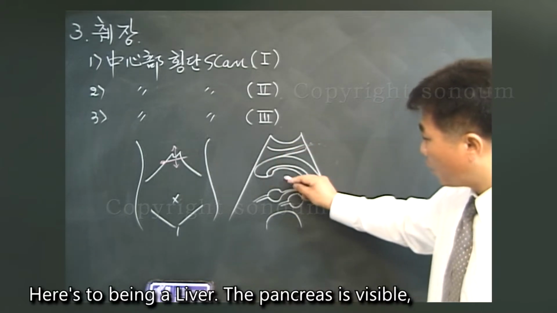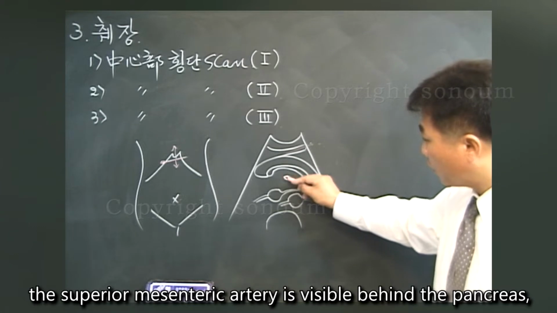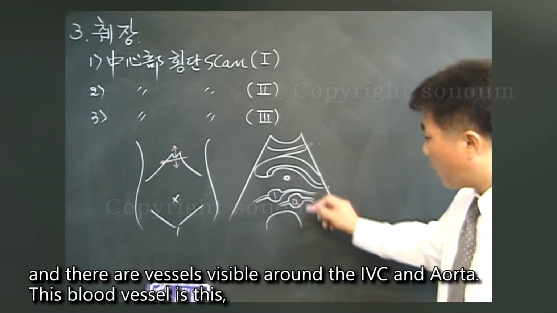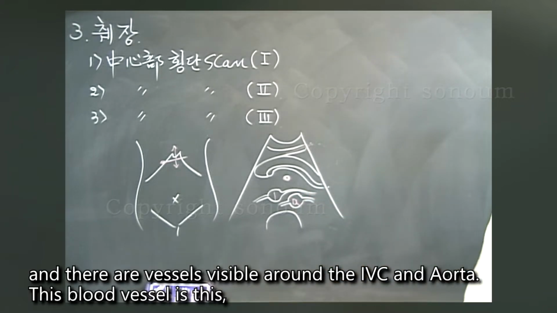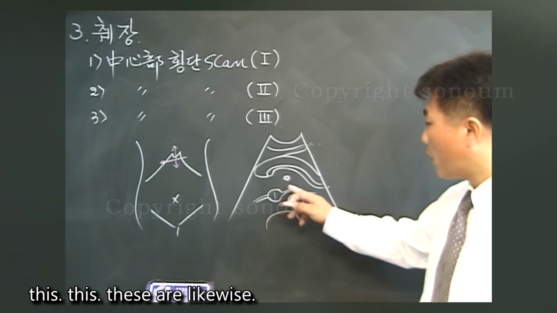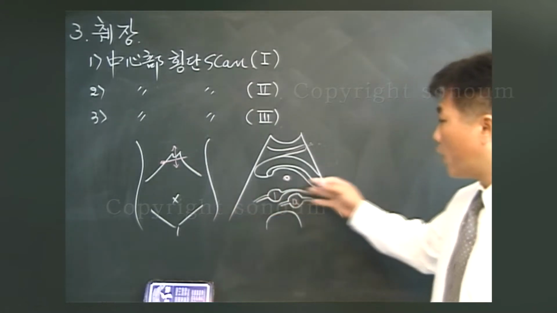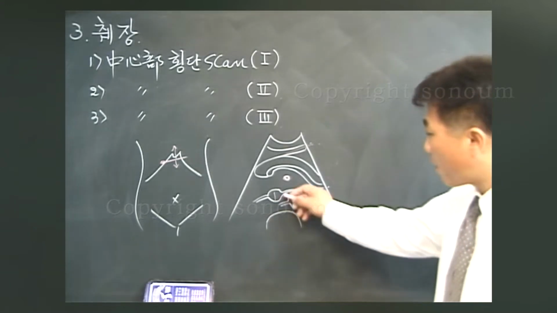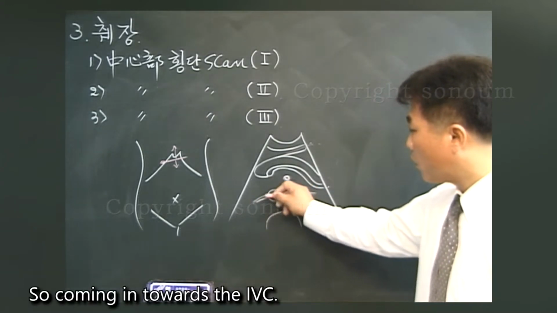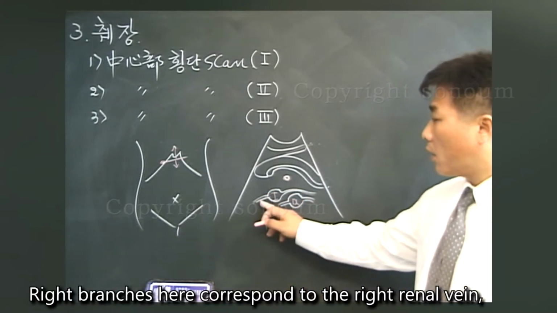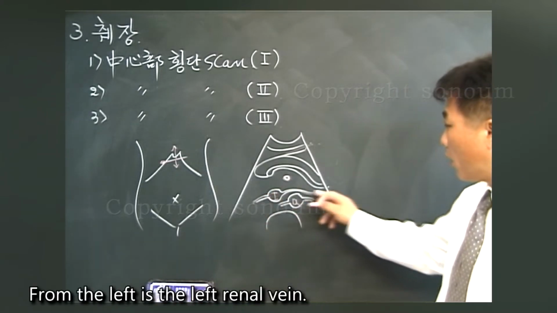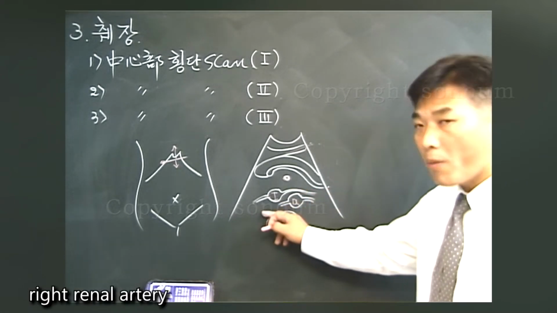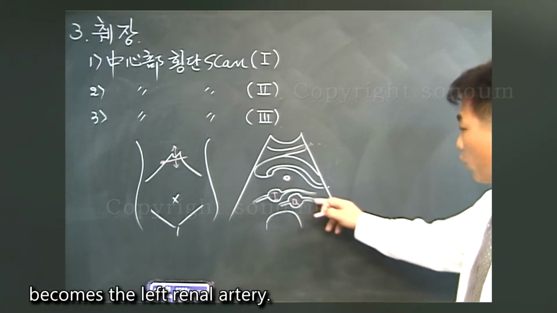The pancreas is visible. The superior mesenteric artery is visible behind the pancreas, and there are vessels visible around the IVC and aorta. These are likewise blood vessels connected to the kidneys on the left. Coming in towards the IVC, the right branch here corresponds to the right renal vein. From the left is the left renal vein. And leaving the aorta, the right renal artery becomes the left renal artery.